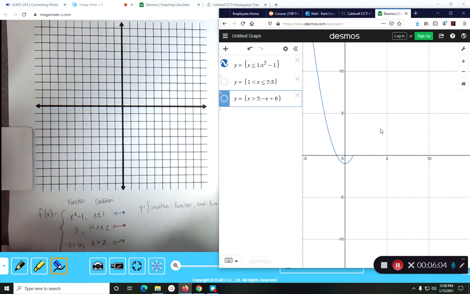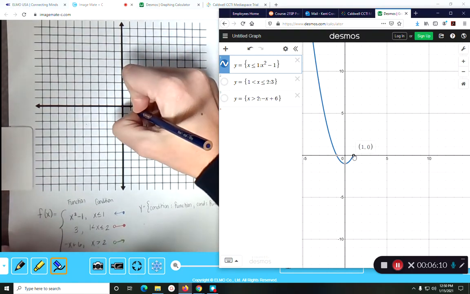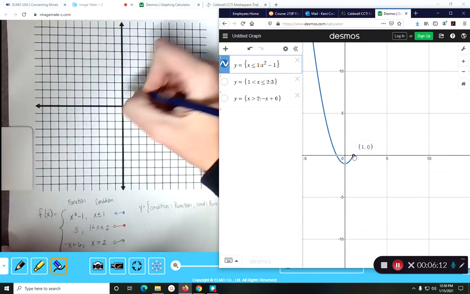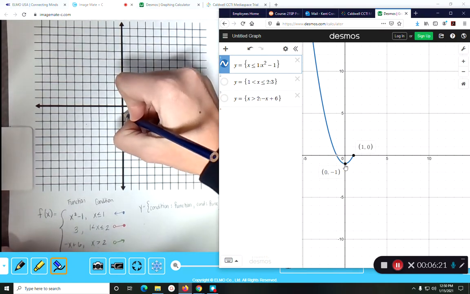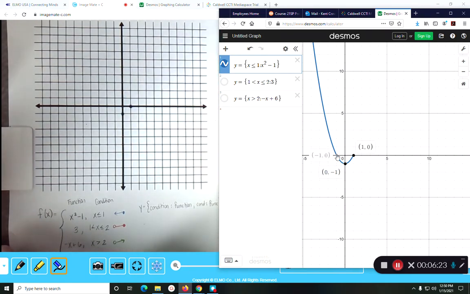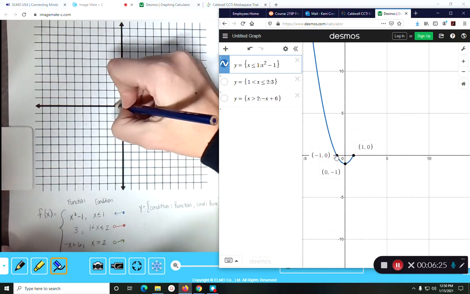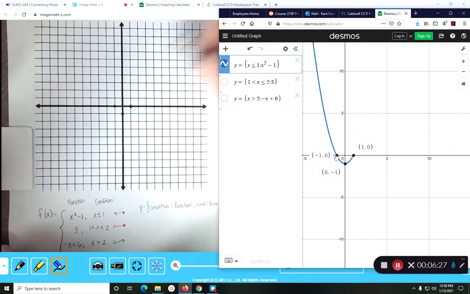So my closed circle would be this point right here in Desmos, which is the point 1, 0. So I'm going to go ahead and put a closed circle there in blue. And then I'm just going to pick a few more points to kind of shape this curve. It looks like it goes through 0, negative 1, so I'm going to put a point there. Looks like it goes through negative 1, 0. I'll put a point there. Let's try to get one more.